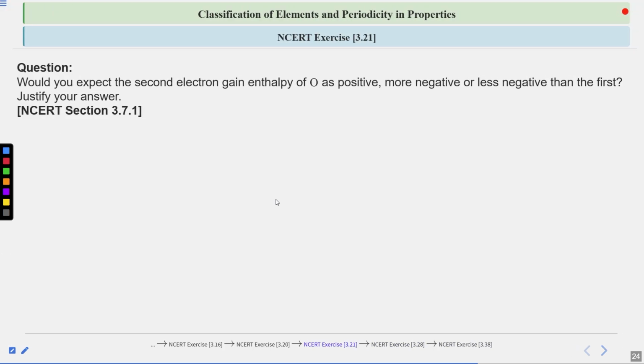Now, moving on to the next question. Would you expect the second electron gain enthalpy of O to be positive, more negative, or less negative than the first? Justify your answer. So you have some time to solve this question. Your time starts now. You already know that the first electron gain enthalpy for every element, like oxygen and all, is almost negative in the s and p block, except the noble gases. But the second electron gain enthalpy is still a question for you. So let us see how we can solve it.